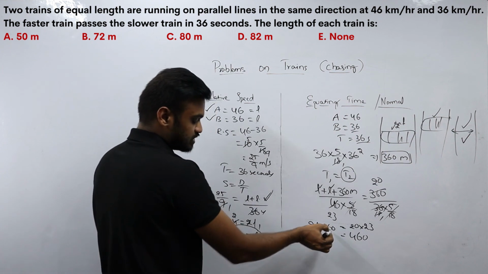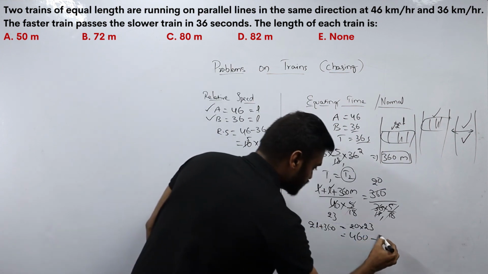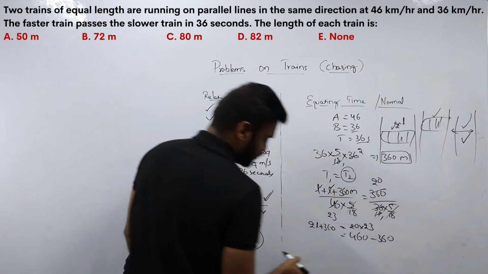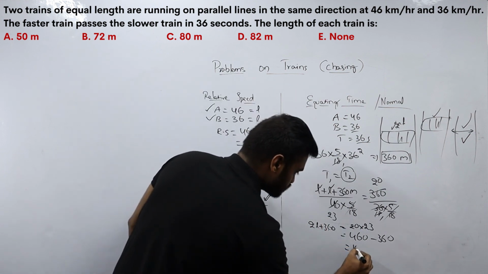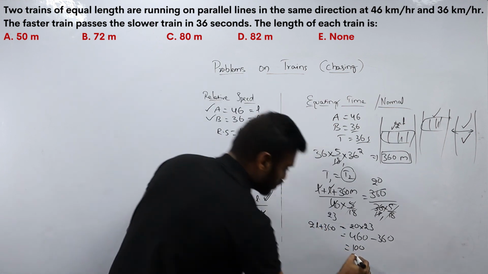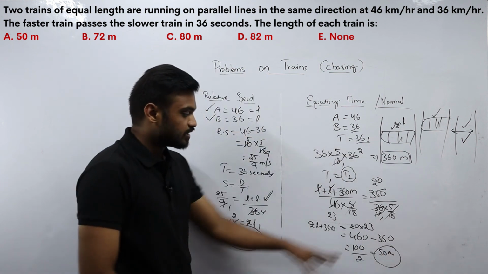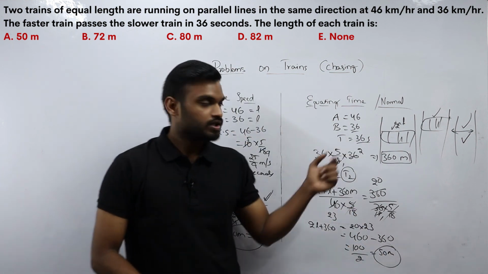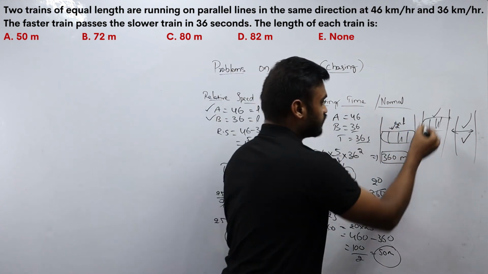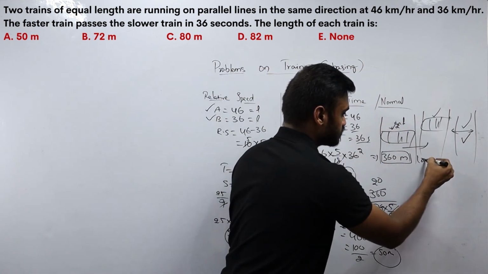So 460. I will send this 360 to the right hand side, so I will get minus 360. So we will get 100. I am sending this 2 to the right hand side, so I will get 100 by 2 equal to 50 meters. So the total length of each train is 50 meters. Both trains have 50 meters and also 50 meters, totally 100 meters.